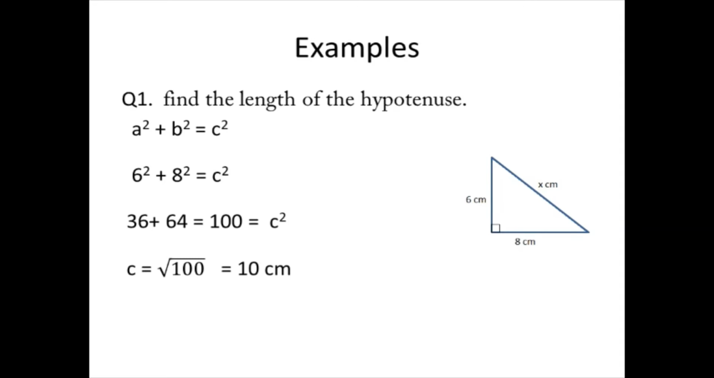What is the square of 6? 6 times 6 is 36, plus 8 square. 8 times 8 is 64. When you are using a calculator, press the square button and do it carefully. So 36 plus 64 is equal to 100. This is equal to C square. But we need to find the value of C, x centimeter. To find C, we have to take the square root. So the square root of 100 is equal to 10 centimeter. So the hypotenuse is 10 centimeter.